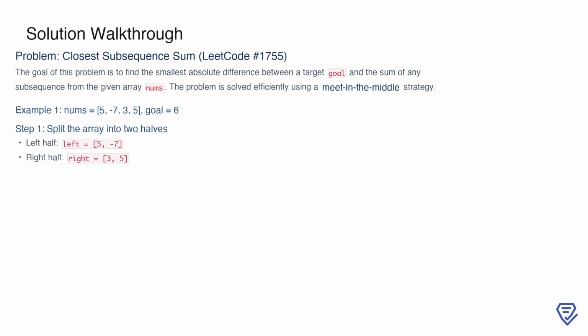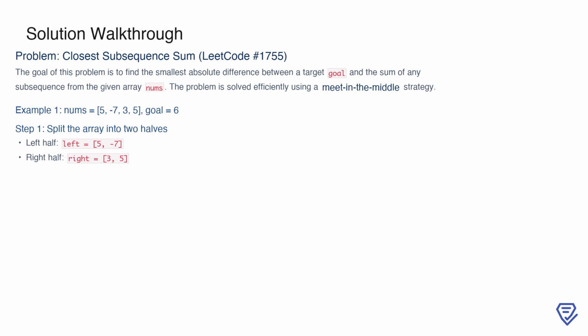In this problem, we aim to find the smallest absolute difference between a given target, called goal, and the sum of any subsequence from an input array, nums. To solve this efficiently, we use a technique known as the meet-in-the-middle strategy. Let's start with an example where nums equals 5, -7, 3, 5, and the goal is 6.